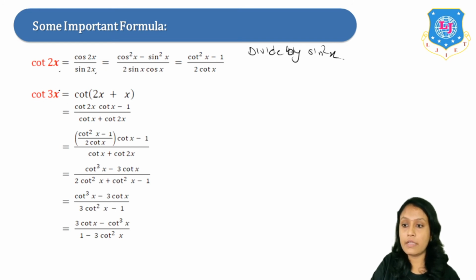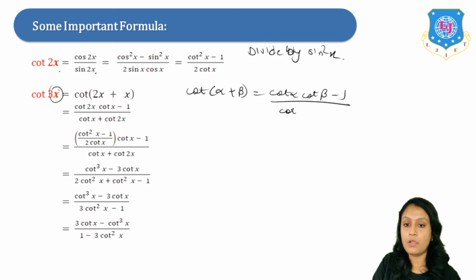So cot 3x we have to write as 2x plus x, and we'll apply the formula for cot alpha plus beta. So cot alpha cot beta minus 1 upon cot beta plus cot alpha. Again here alpha is 2x and beta is x. Substitute over here. Again, in place of cot 2x we'll write cot square x minus 1 upon 2 cot x. Simplify, so you will get the answer of cot 3x as 3 cot x minus cot cube x upon 1 minus 3 cot square x.